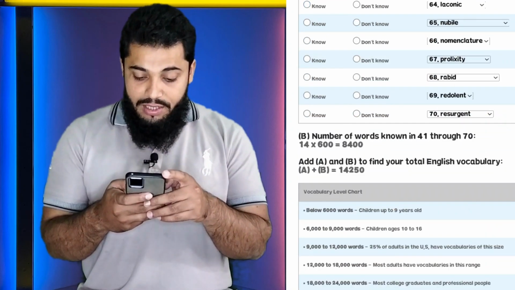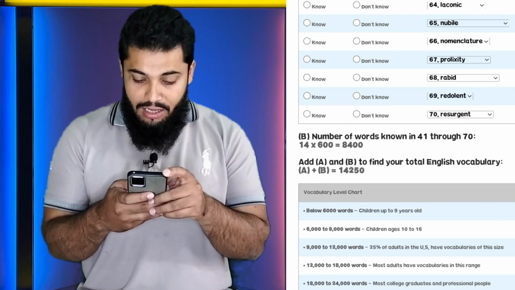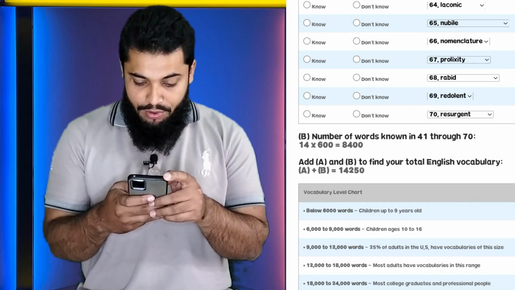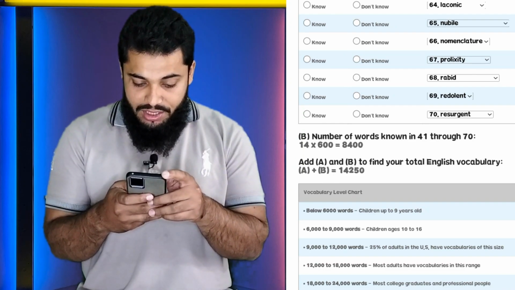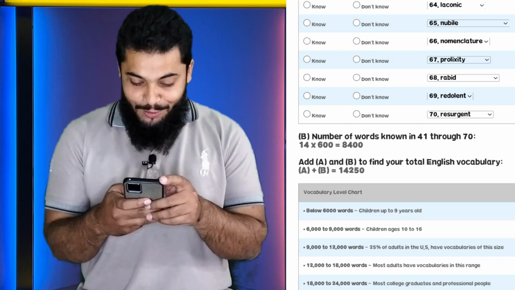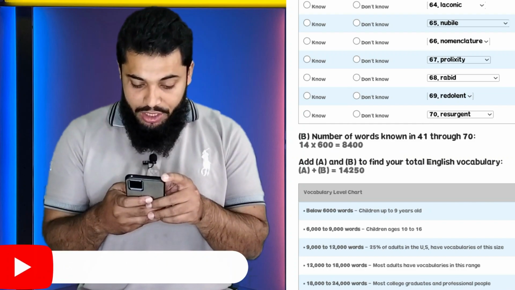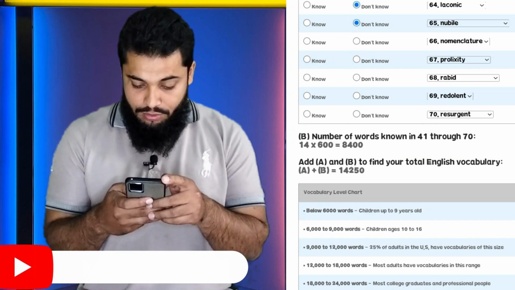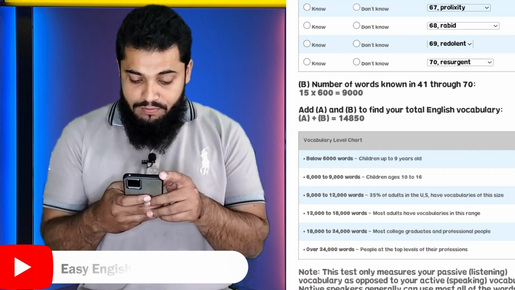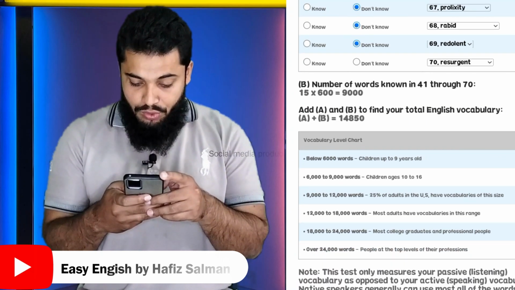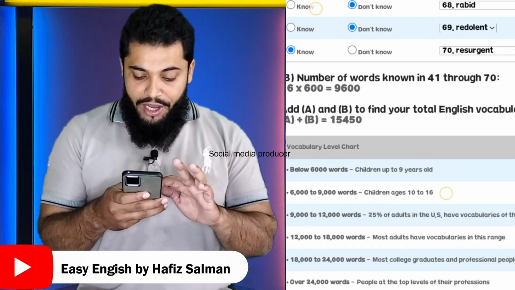This is the final part. Capacious, I don't know it. Emaciated, no, I don't know it. Gargantuan, what word is it? I don't even know how to pronounce this word. I don't know the meaning. The next is laconic, no, I don't know. Nubile, no. Nomenclature, yes, I know. Prolixity, no. Rabid, no. Redolent, no. Resurgent, yes, I know this word too.